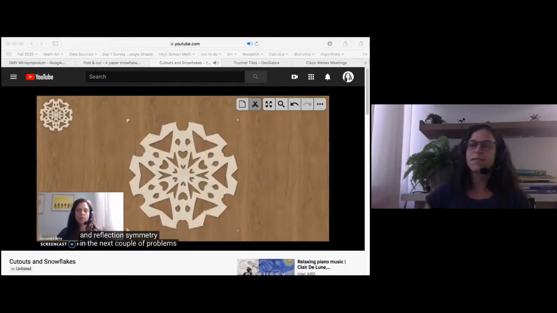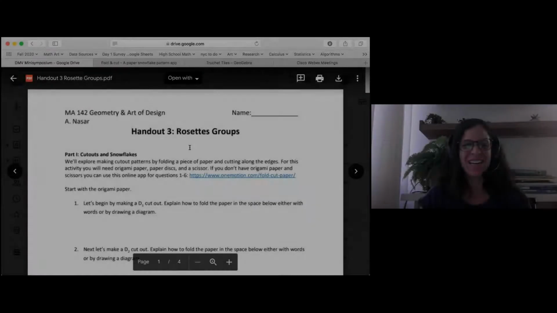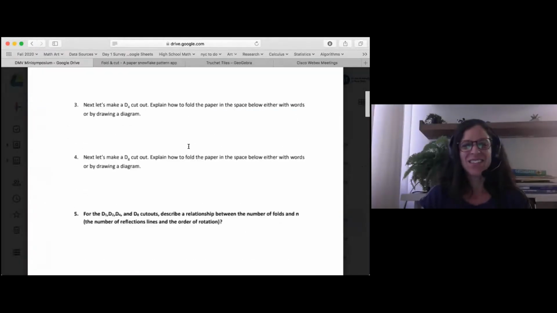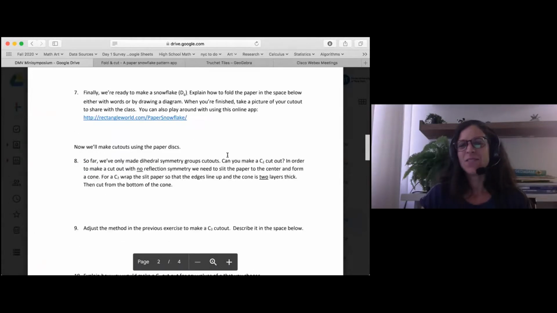In the next couple of problems, we want to look at just cyclic, so only rotational symmetry. Now think about how we would just achieve rotational symmetry. So take a few minutes to think about it, and then you can pick up with question 7 on the handout. So this was the handout, and it goes through those steps, and then it gets into making cutouts using paper discs.